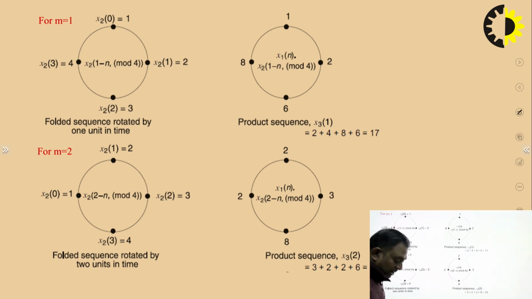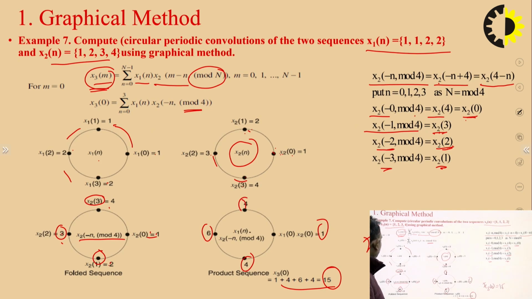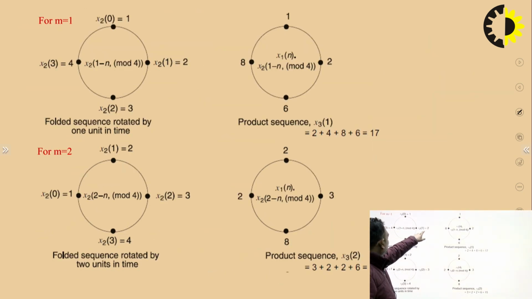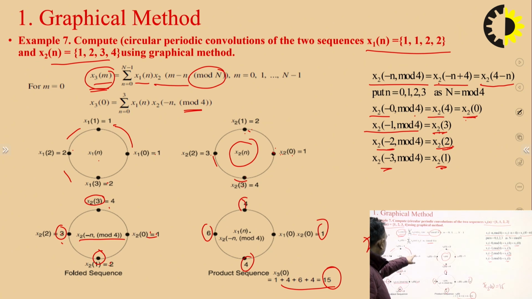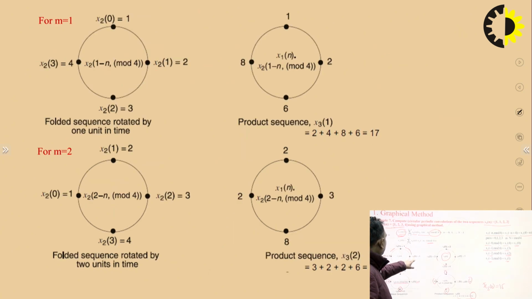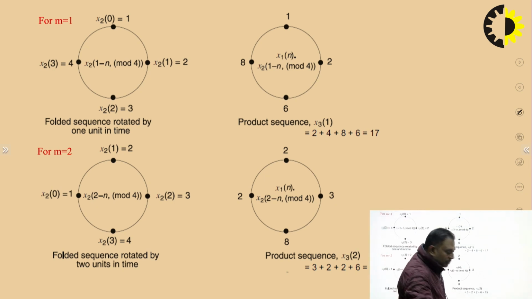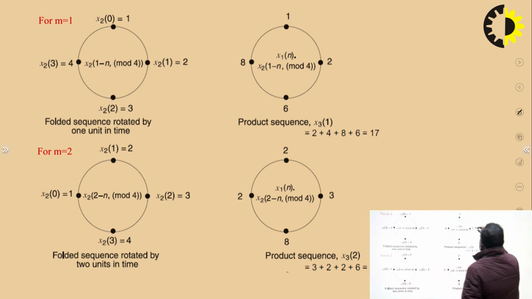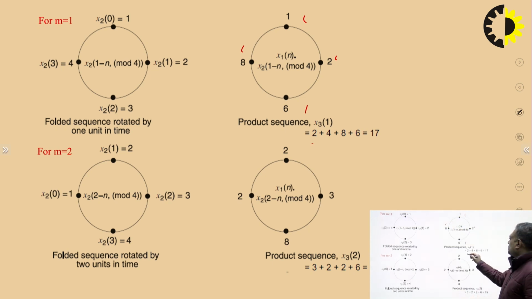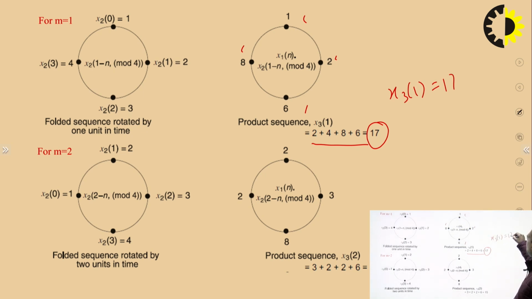Now we will multiply this sequence with this sequence, meaning x1(n) into x2 of (1 minus n) mod 4. So when you do this, you get these product values 2, 1, 8, 6. Again you add up these products, and you get the value 17. So this is nothing but x3(1) equals 17.